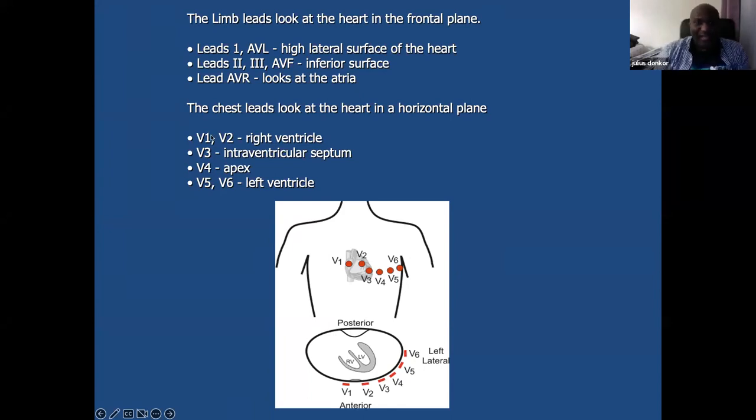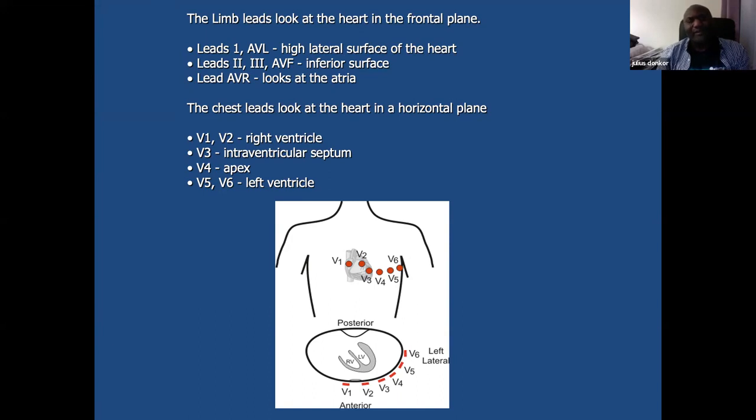So V1 as well, you can see V1, obviously, that's really good for the right ventricle. So if you get a right ventricular infarction, RV infarction, your V1 and V2 are good for that, as well as your inferior leads. We're going to see proper evidence of all this later on. So I'm just doing a quick recap.